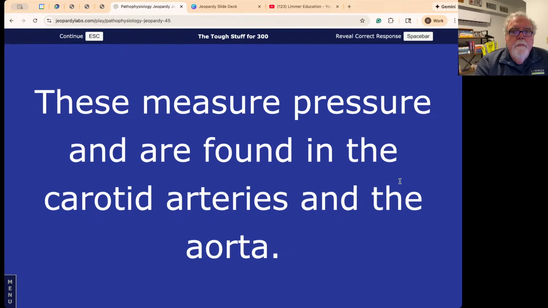These measure pressure and are found in the carotid arteries, the carotid bodies really in the carotid arteries, and the aorta. And I know some of you have typed in this answer for several questions so far, and now it's your turn.